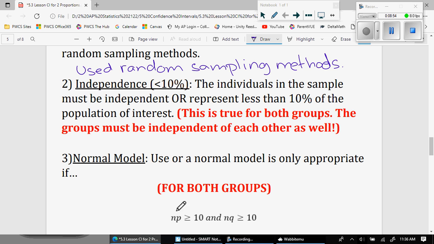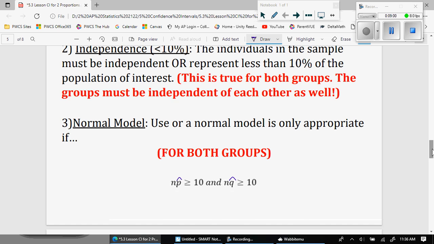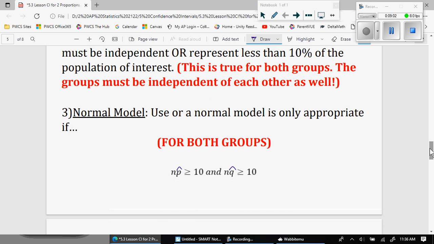I'm going to change this little n and q down here. We don't have population proportions or p's and q's. We have samples, so I'm going to put the little hats on there. And so we can check np and nq. I'm going to pause and do that, and we'll chat about it.